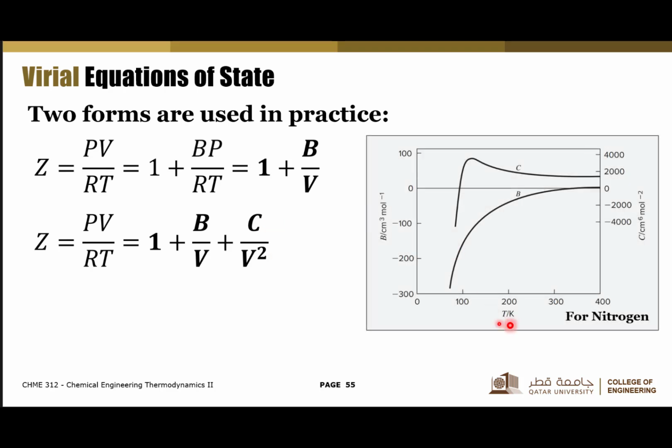So if we look here for nitrogen specifically, here we have on the x-axis the temperature. So B and C are both functions of temperature. So the virial coefficients are a function of temperature. On the secondary y-axis, we have the values for C. On the primary y-axis, we have the values for B. And you can see how they vary with temperature. All right? So when there's 0, it's the ideal case. As you increase the temperature here, you can see them varying.